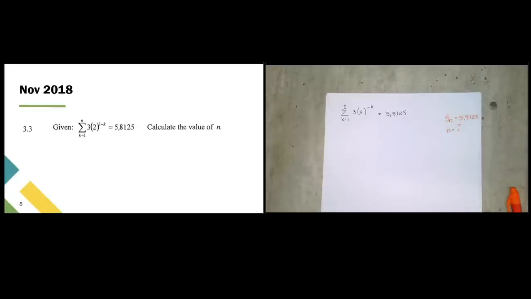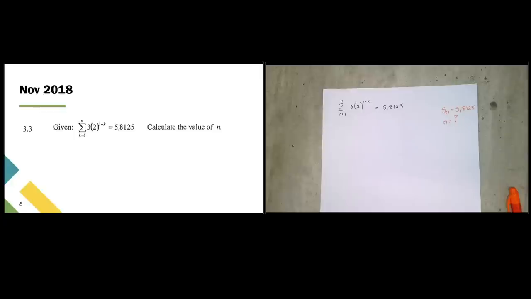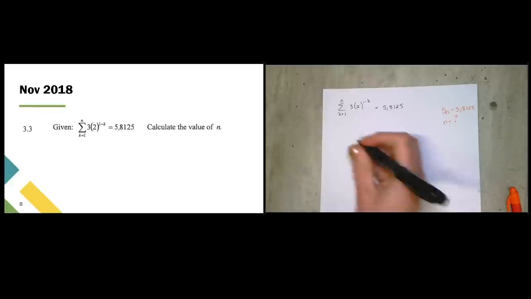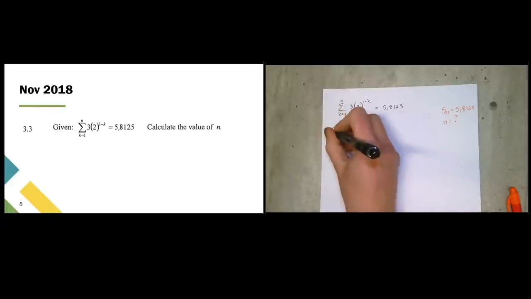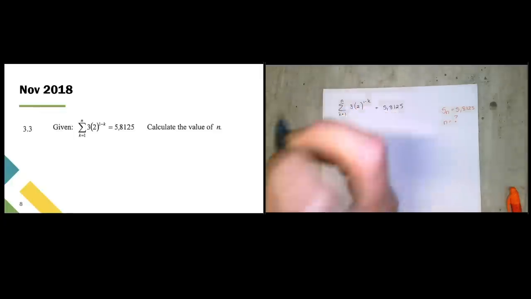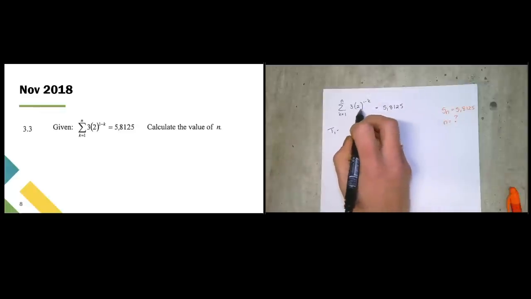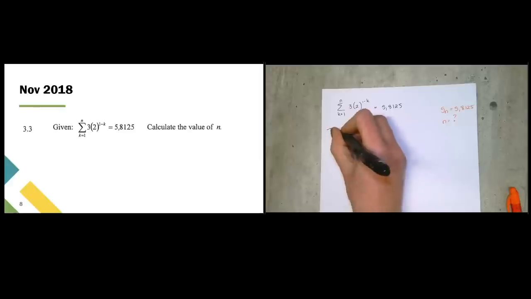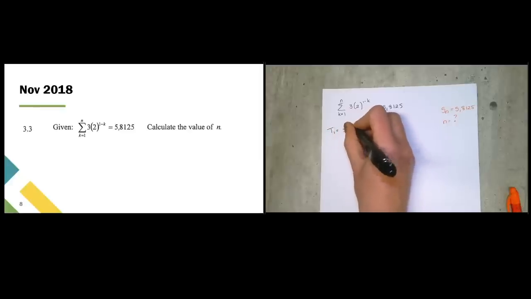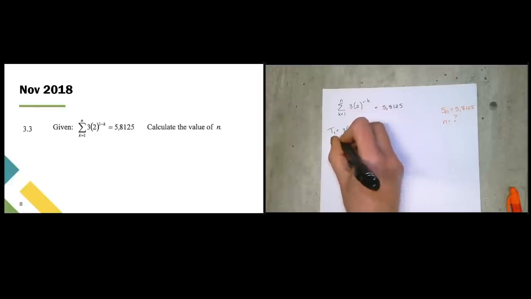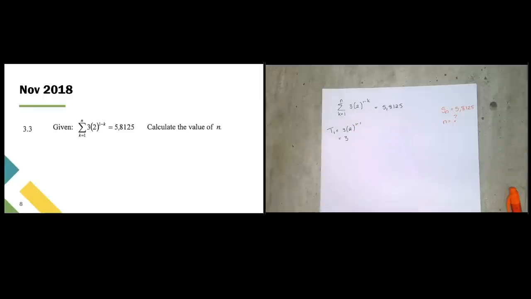My only issue is I don't know if it's arithmetic or geometric. So I need to figure that out so I can know what sum formula to use. How do I do that again? By calculating the first three terms. Term 1. What's the first thing I must sub in? 1. There's the general formula. So 3 times 2 to the power of 1 minus 1, and that gives me 3.